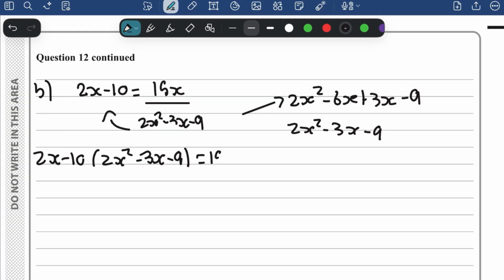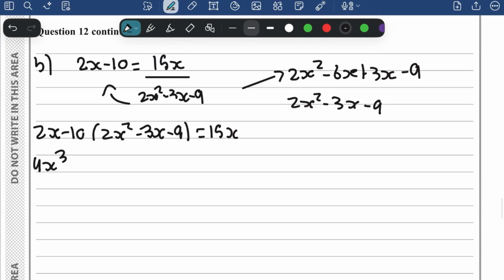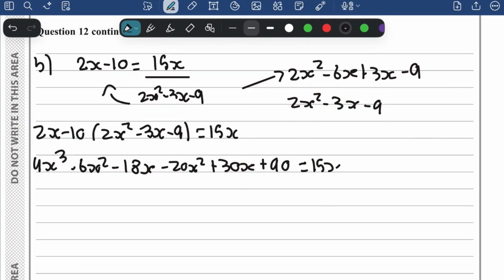It's going to equal 15x. And then expanding this bracket, we're going to get 4x cubed, which is, I believe, what we wanted in the question, right? 4x cubed, yes. Then 2x times minus 3x is going to be minus 6x squared. 2x times minus 9 is minus 18x. Then minus 10 times 2x squared is minus 20x squared. Minus 10 times minus 3x is going to be plus 30x. And minus 10 times minus 9 is plus 90. And that's going to equal 15x.